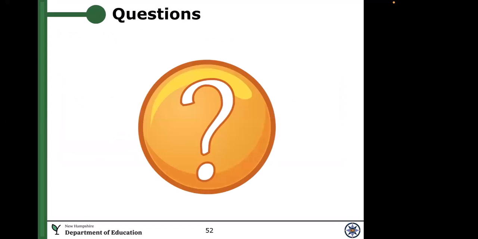Any questions about the examples or what you're going to be seeing on the modulars? I have nothing at this time in the question and answer or the chat.